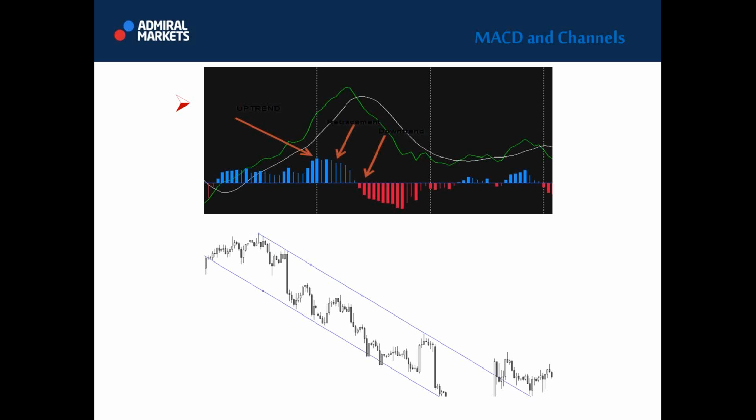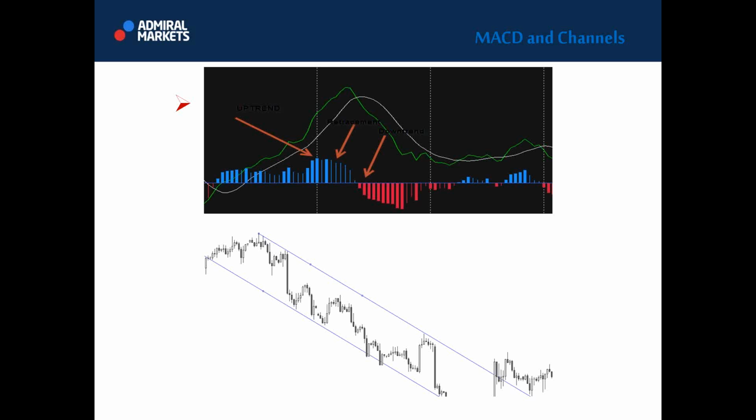When the green line and white line are above the waterline, we say that the market is having momentum. So when the green line is above the white line and both lines are above the waterline, we say that we have momentum. Okay?